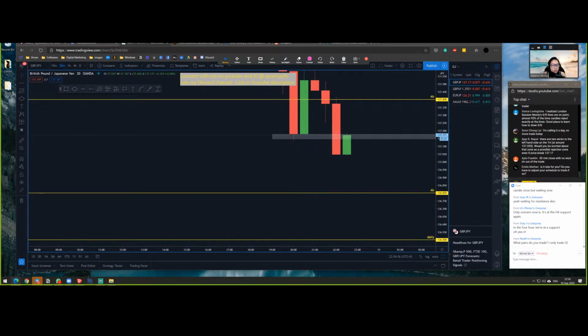What pairs do you trade? Here. So GJ, GU, and EJ. I don't trade gold, I'm still trying to understand it.